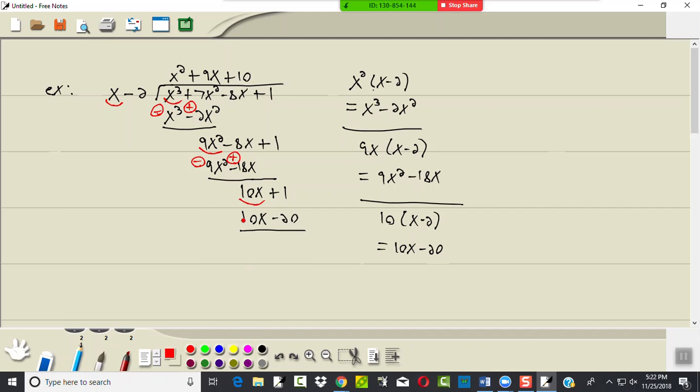And we're going to subtract that line, which means flip signs. So this positive 10x becomes a negative. The negative 20 becomes a positive. 10x minus 10x drops away. 1 plus 20 is 21.